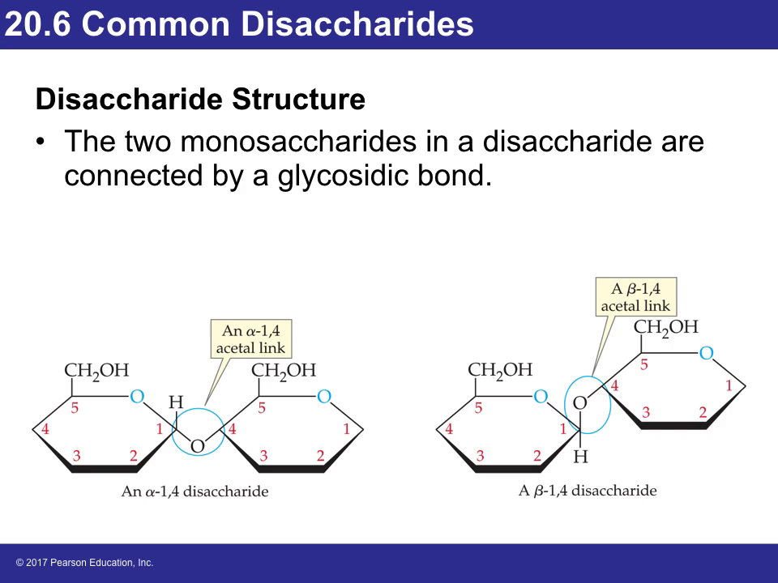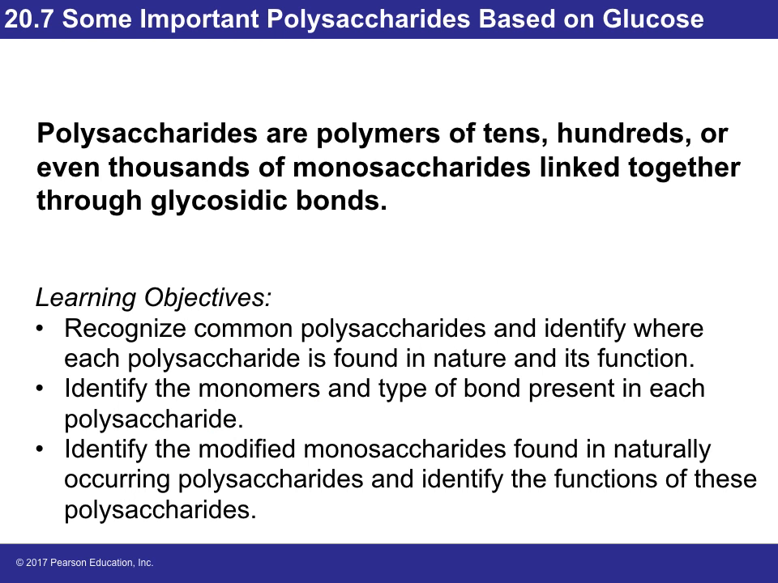So I'm not going to ask you if it's an alpha or beta link or acetal link, but I will ask you to be able to recognize the connection between two monosaccharides to give you a disaccharide through a glycosidic bond. So polysaccharide, also you need to know that there are polymers of 10, 100 or even 1,000 of monosaccharide, which are the building block. All of them are linked together through that glycosidic bond.